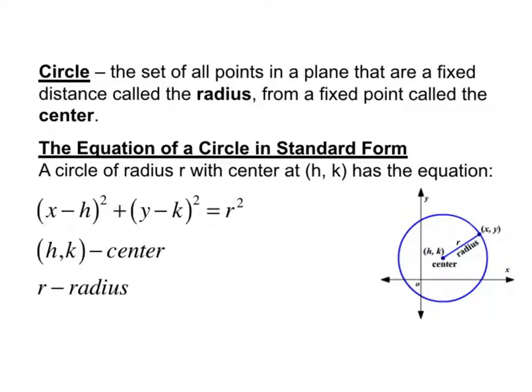The definition of a circle is the set of all points in a plane that are a fixed distance, called the radius, from a fixed point called the center. The equation of a circle in standard form is as follows. A circle of radius r with center at point (h, k) has the following equation: (x minus h) squared plus (y minus k) squared is equal to r squared, where the point (h, k) is the center and r is the radius.